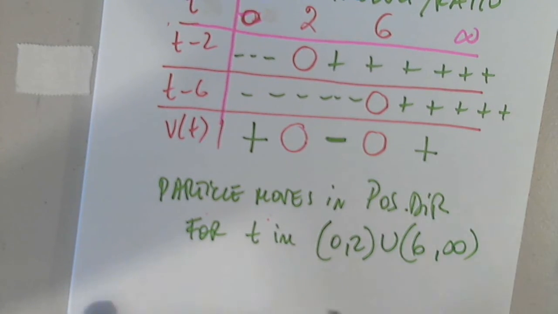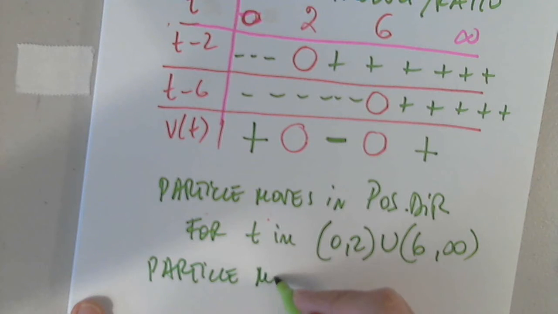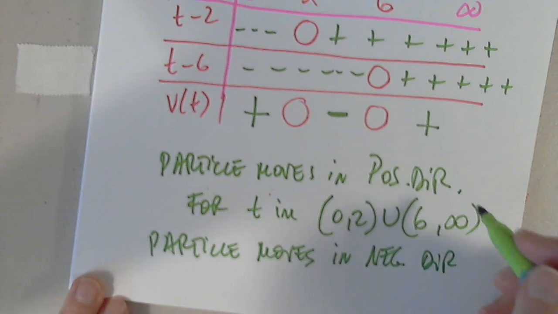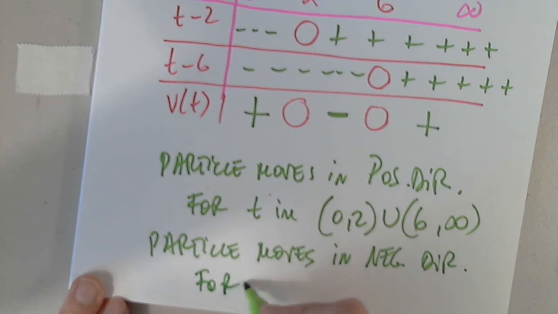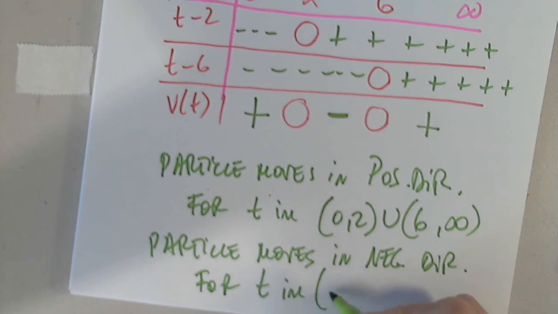Since I already see it here, the particle moves in negative direction for t in the interval. Can anyone tell us? Very good.